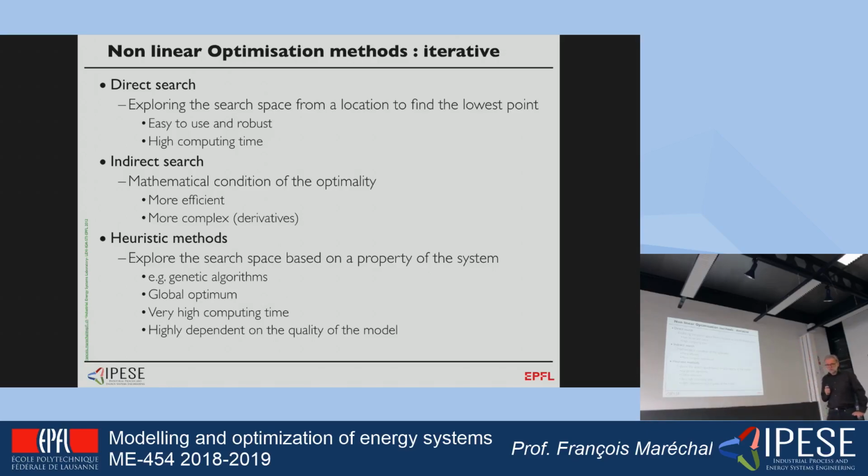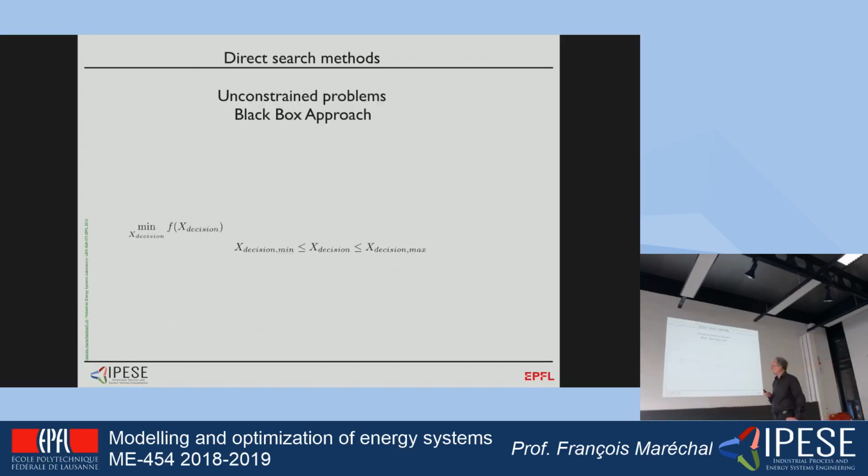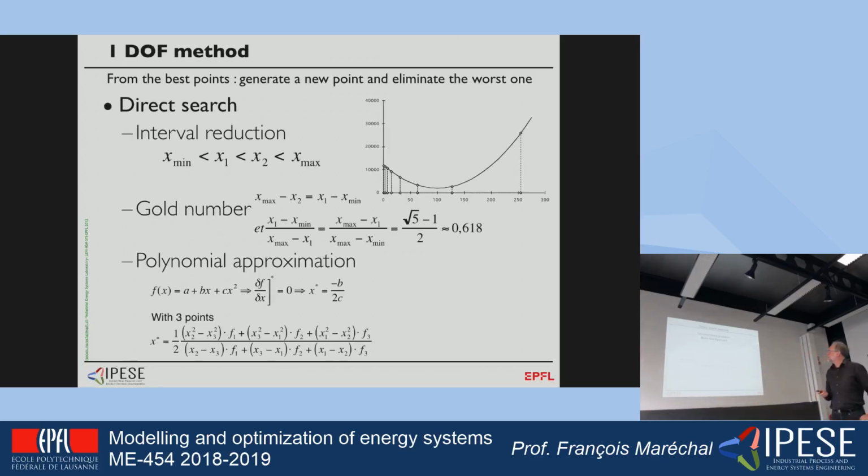So the direct search methods are methods that are exploring, and I'm going to look at first a system where the only constraints that I will see are the constraints on the decision variables. So let's assume that I have first a one dimension. So let's try to find this point here, which is the minimum. Okay, I have x here and the objective function that is here.